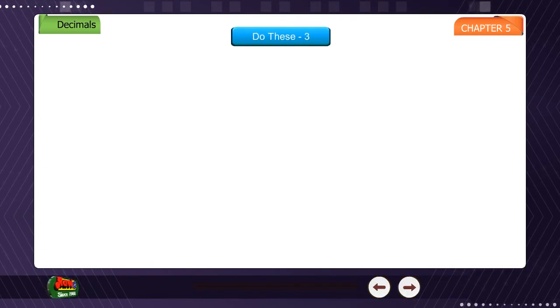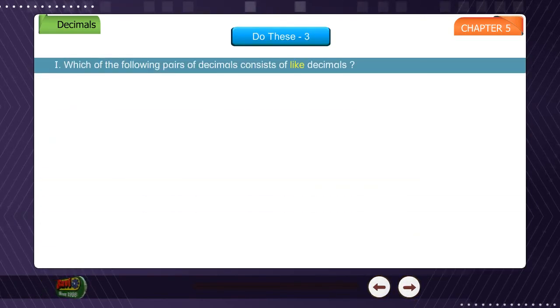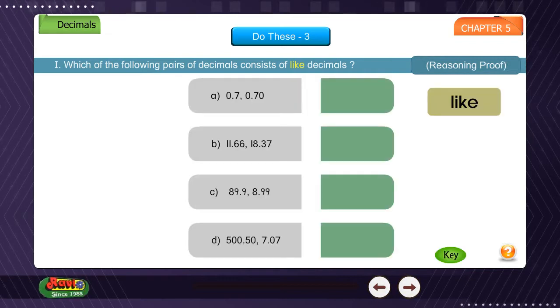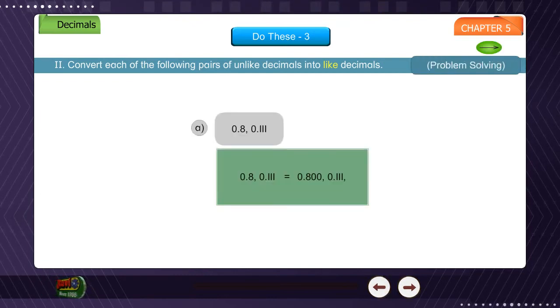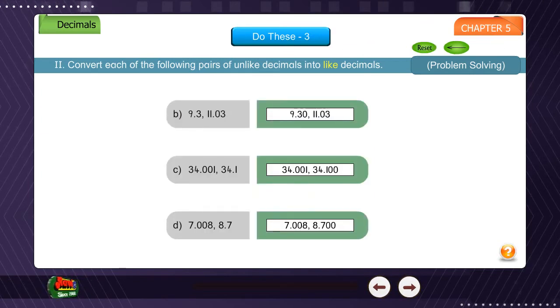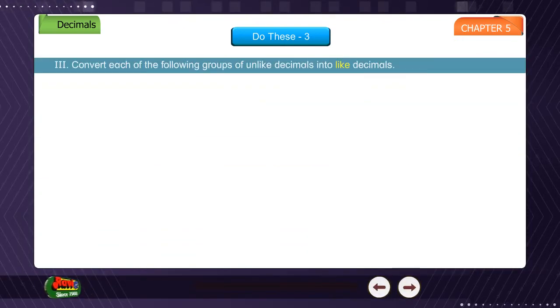Do these 3. 1. Which of the following pairs of decimals consist of like decimals? Reasoning proof. Two, convert each of the following pairs of unlike decimals into like decimals. Problem solving. Three, convert each of the following groups of unlike decimals into like decimals. Problem solving.